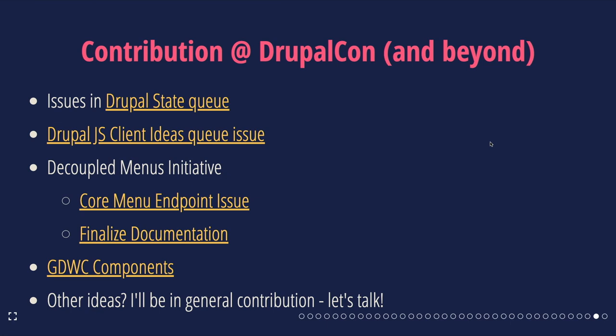For the Decoupled Menus initiative, the things that we're trying to get across the finish line this week: there's a core issue for the endpoint, getting the endpoint into core. We're really close. I've had some great help this week. I see Gabe here. Thanks for your help yesterday. We just need to wrap up some tests for that. So if there's anybody who's better at tests than me, come find me. We have essentially a documentation page that's specific to Decoupled Menus. There are just some revisions we're hoping to make there, to wrap that up.